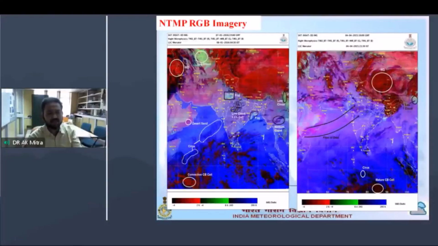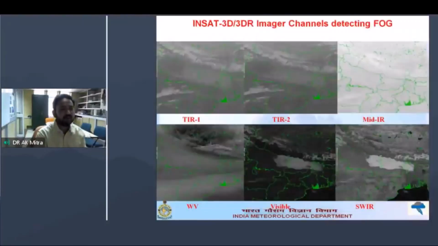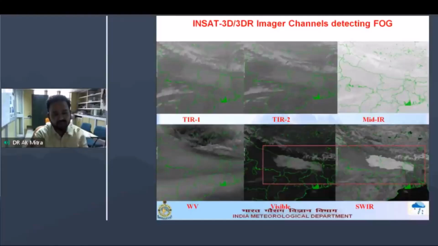And now you can see the flow of dust also looks like pink. Because of the spectral signature or behavior of the particular channels, day and night time have been distinguished in two different parts. Now, as I mentioned, how fog can look alike: in fog, all the imagery looks similar, like TIR1, TIR2, mid-IR, WV. But visible and SWIR show a particular way in which dense fog can be seen.